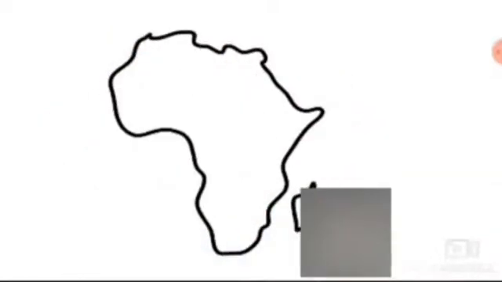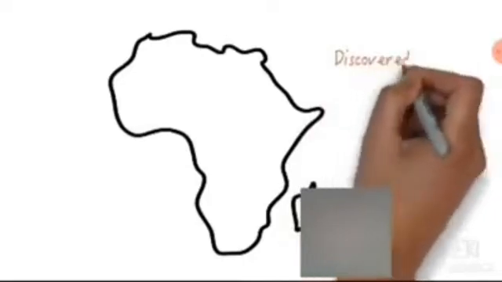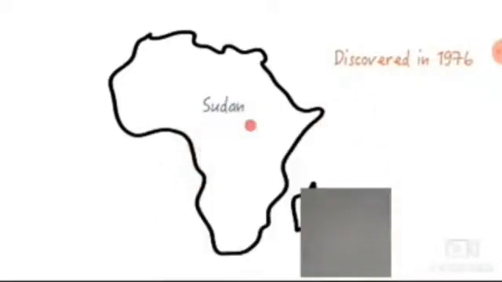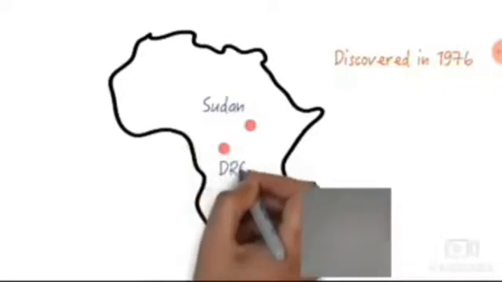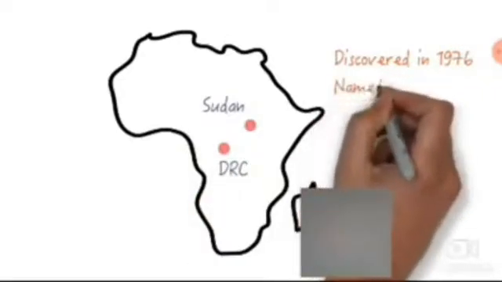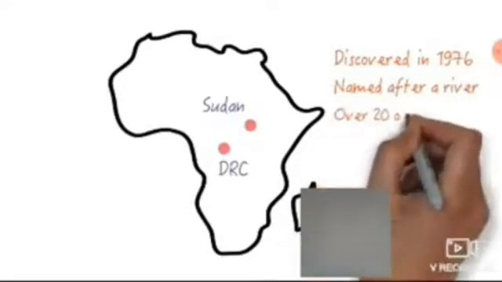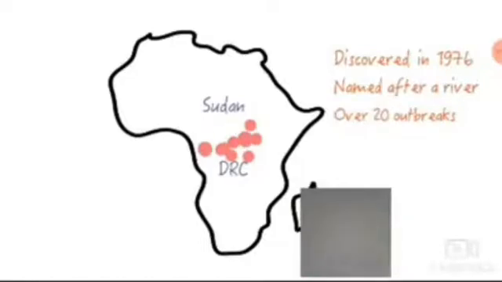The virus was first discovered in 1976 after a couple of outbreaks in Africa. One was in Sudan, and the other was in a small village in what is now known as the Democratic Republic of Congo. That village was near a river called the Ebola River, from which the virus gets its name. Since then, there have been over 20 Ebola outbreaks in Africa.